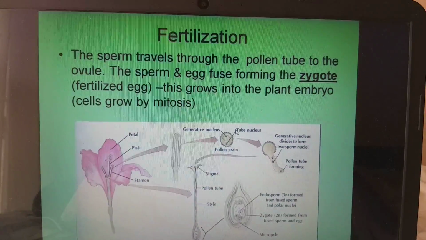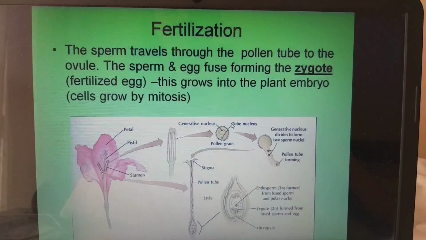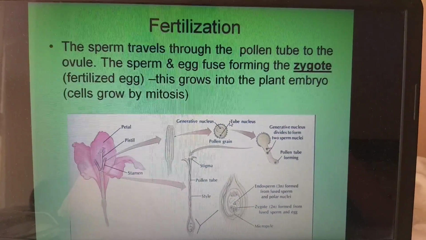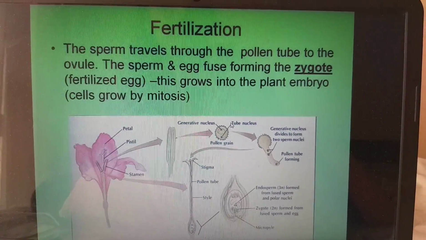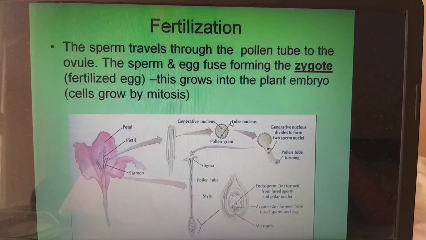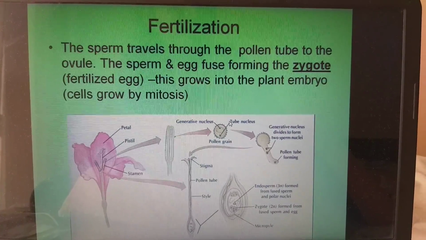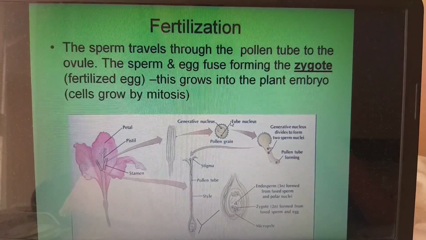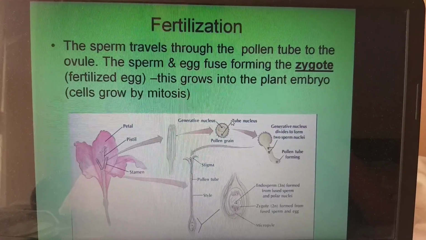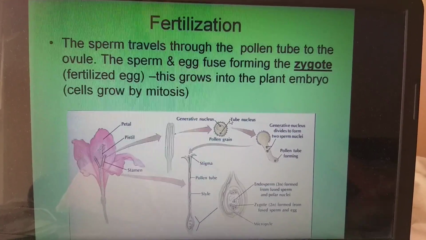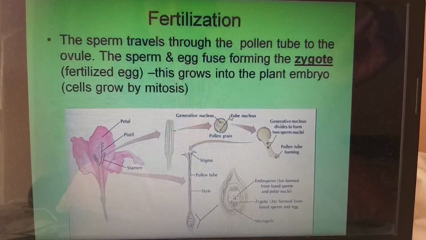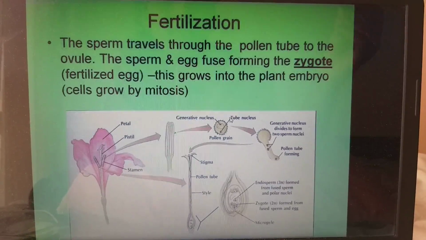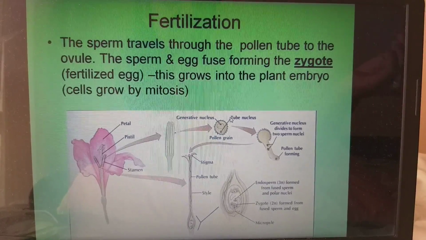And next, fertilization. What exactly is the meaning of fertilization? The sperm travel through the pollen tube to the ovule. The sperm and egg fuse to form the zygote, which is a fertilized egg. This grows into a plant embryo, and cells grow by mitosis. Now we are going to see what happens after pollination, which is nothing but fertilization.